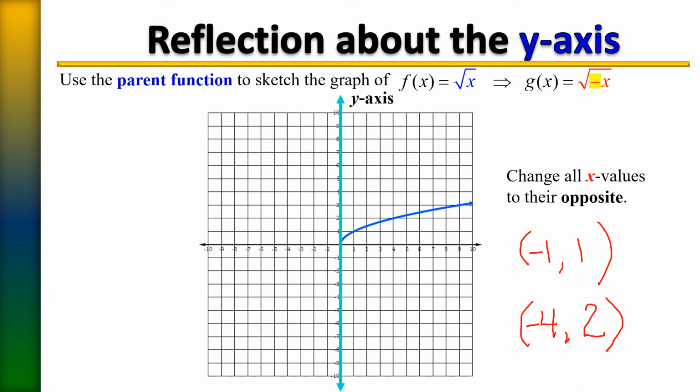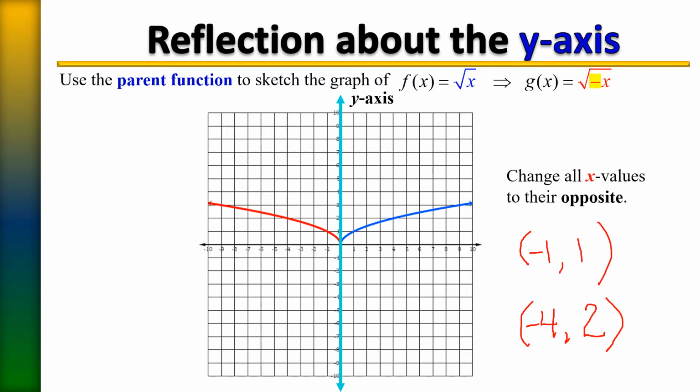So we have the y-axis there, and we're going to now sketch the graph over the y-axis. When we do so, it looks like so. All right, let's check to see if those points are on our graph. So the first one is over 1 and up 1. Yes, it is. The other one is over -4 and up 2. And yes, it is also there.